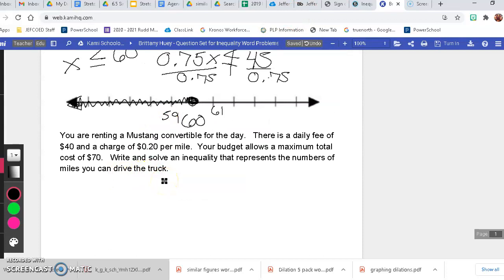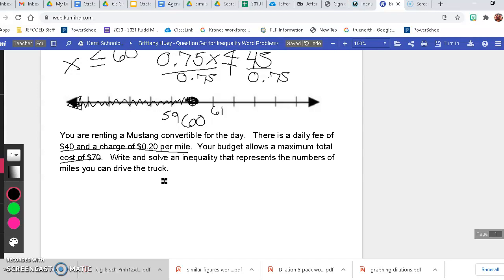You are renting a Mustang convertible for the day. There is a daily fee of $40 and a charge of 20 cents per mile. Your budget allows a maximum total cost of $70. Write and solve the inequality that represents the number of miles you can drive the truck.